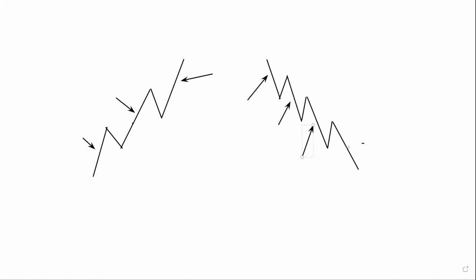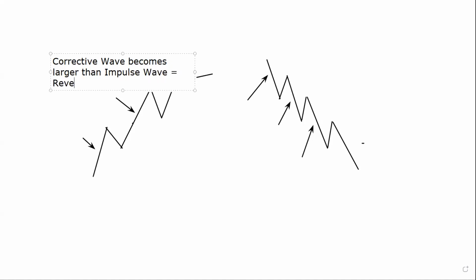And I told you one more thing. The impulse wave is in the direction of the trend. The corrective wave is against the direction of the trend. Second thing, the impulse wave is greater in length than the corrective wave. And one more thing: when the corrective wave becomes larger than the impulse wave, we call it a reversal, a trend reversal. Understand? Very simple definition.